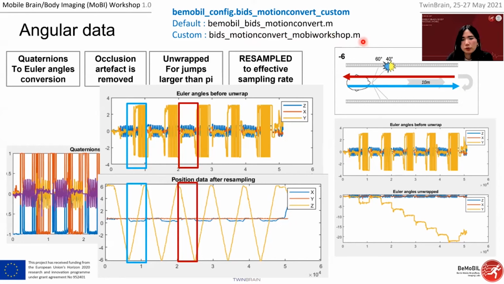So in the future, we might update these so that it is more modularized, and you can pass some pre-configured inputs. But as it is now, you can look directly into these scripts and configure this on your own to tailor it to the data that you have. So we convert from quaternion to Euler, and then occlusion artifacts are removed, and we unwrap them for jumps larger than pi. And then we resample to the sampling rate for having the data in tabular format.